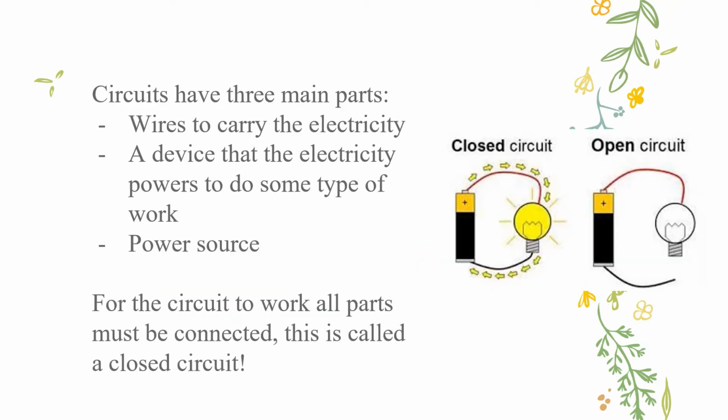Circuits have three main parts. They have wires, a device that the electricity powers, and a power source. And all the parts must be connected for this to work. If you can see in our little diagram, a battery and wires are used to make a light bulb turn on. And when the wires are not connected, the light bulb turns off.